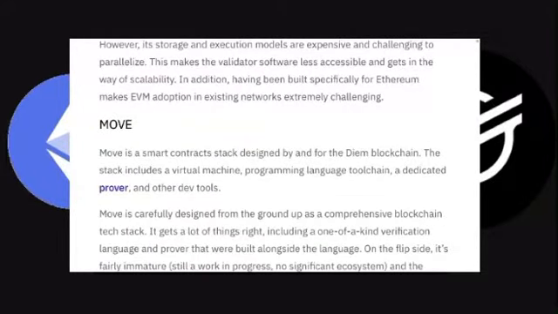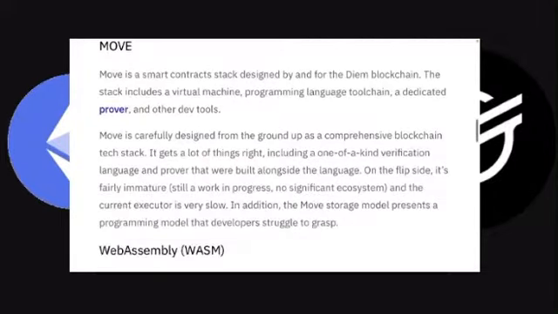Moving on to Move. Move is a smart contract stack designed by and for the Diem blockchain. Now, if you remember Diem, or if you don't know, Diem used to be called Libra, which was Facebook's cryptocurrency. So they've got their own blockchain and their smart contracts software stack. The stack includes a virtual machine, programming language, toolchain, a dedicated prover, and other dev tools.